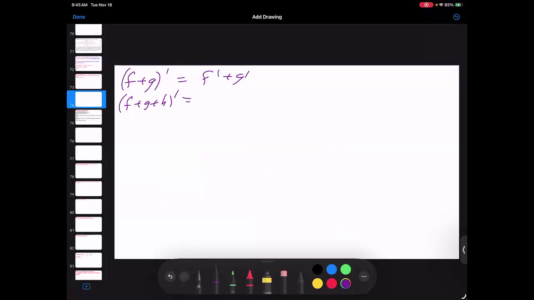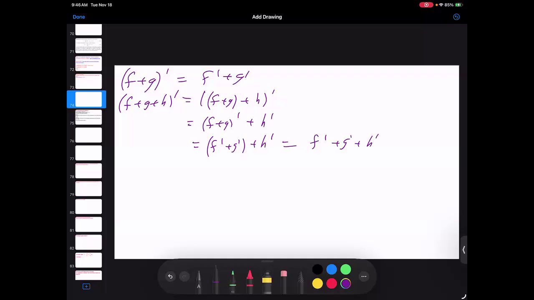So the way you prove this is we say, well, it's the same as f plus g plus h and take the derivative. Now we have the derivative of 2 functions. So now that is the derivative of the first, which is f plus g, plus the derivative of the second. And now that's f prime plus g prime plus h prime, and now we just drop the parentheses, because the parentheses don't matter. So if we know the derivative of a sum of two functions is the sum of the two derivatives, then we can get the sum of 3, then we can get the sum of 4.